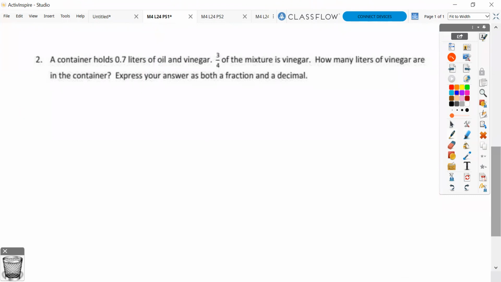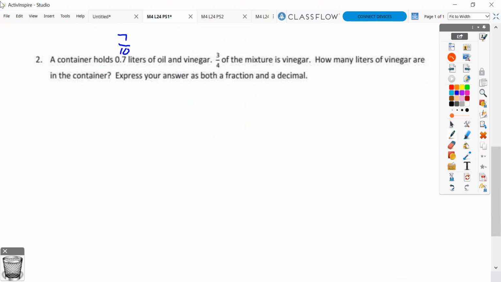A container holds 0.7 or 7/10 liters of oil. You know, just to help my brain, I'm just going to write 7/10 above that. All right. A container holds 7/10 liters of oil and vinegar. 3/4 of the mixture is vinegar. How many liters of vinegar are in the container? Express your answer as both a fraction and as a decimal. So I'm going to start with fraction and then work to decimal.